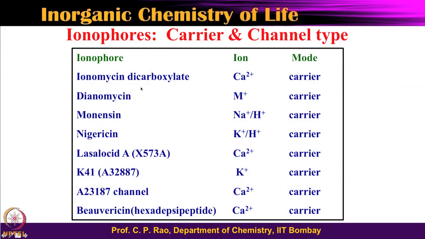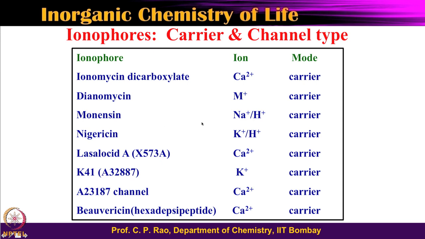So, ionophores like ionomycin, a dicarboxylate. These are small molecules, but they are all biologically important, biologically relevant ones too. This is calcium 2 plus. What is the mode? It is a carrier type. Dianomycin has no selectivity between potassium and sodium, and that is again a carrier mechanism. Monensin is for sodium plus and H plus, but not potassium plus, and is a carrier. So, you can see the selectivity here, monensin.